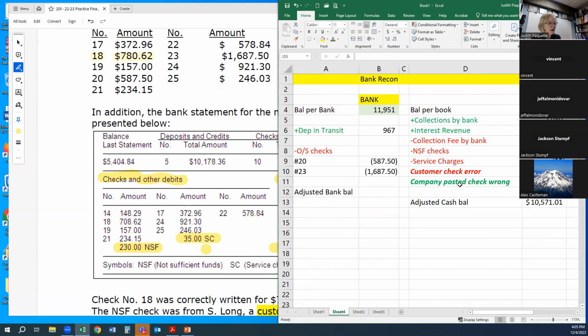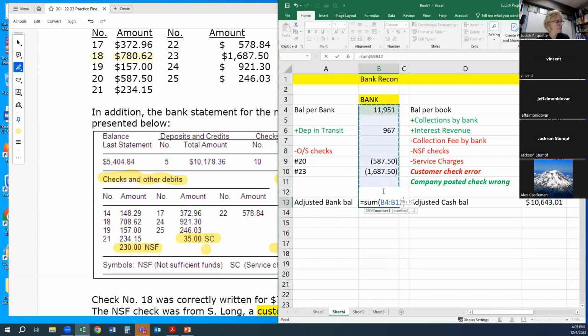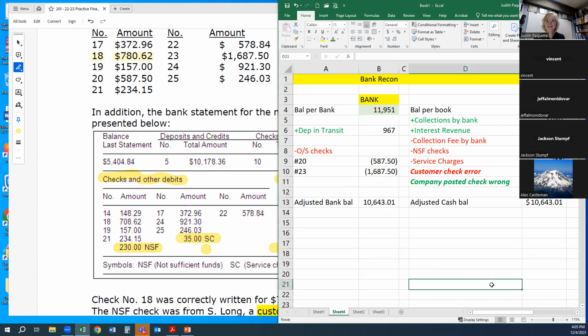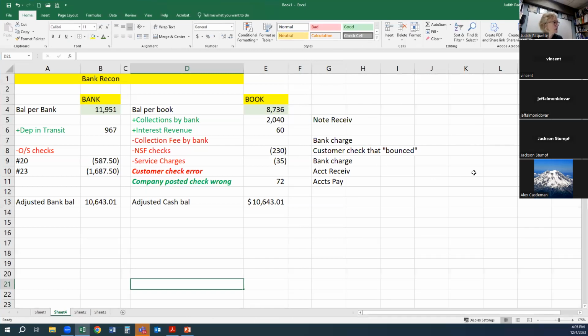So this is the company posted the check wrong. So we're going to add 72 here. Now let's check on this side and see if we are reconciled. So we're going to add up all these numbers. And it looks like we are reconciled. That is a really fast version, Mona. I hope that helped.